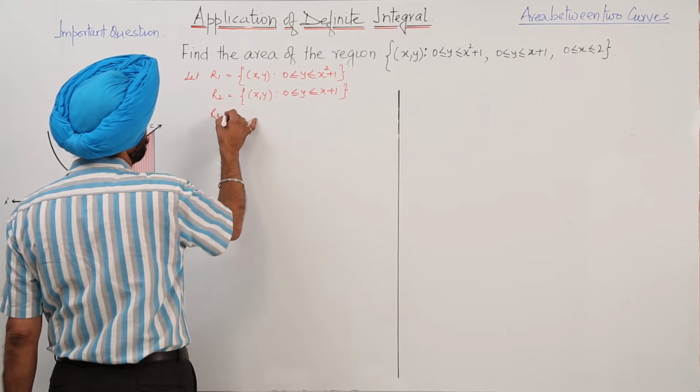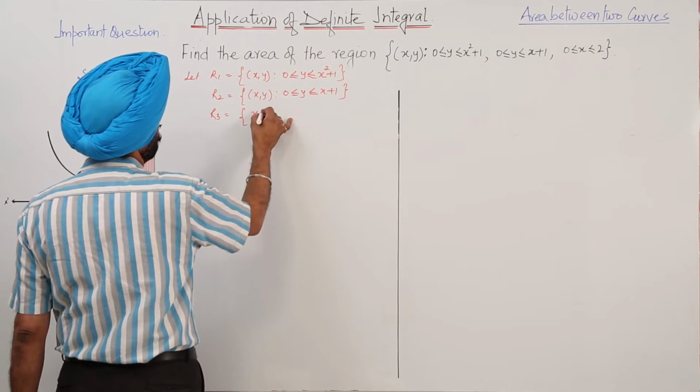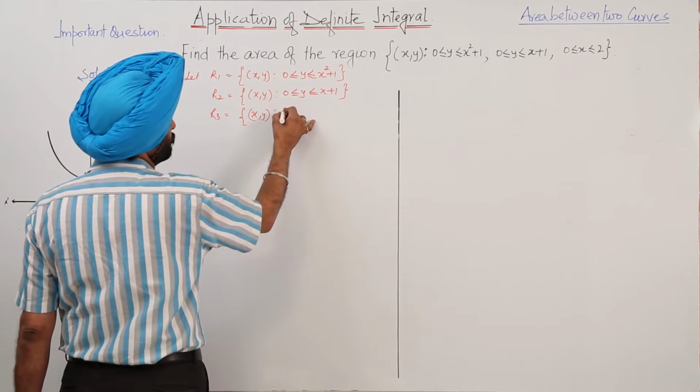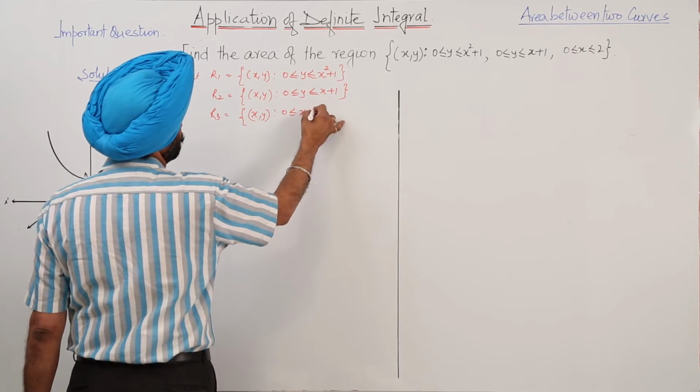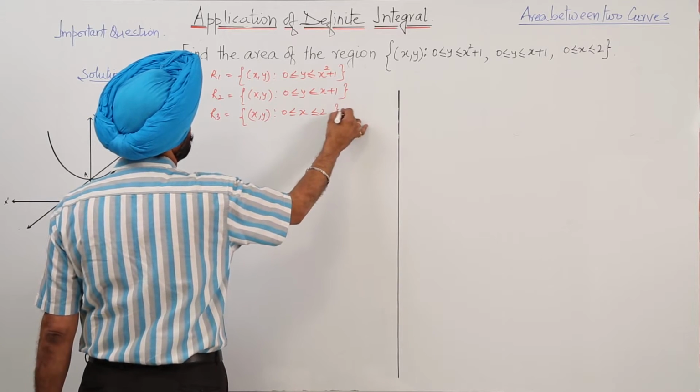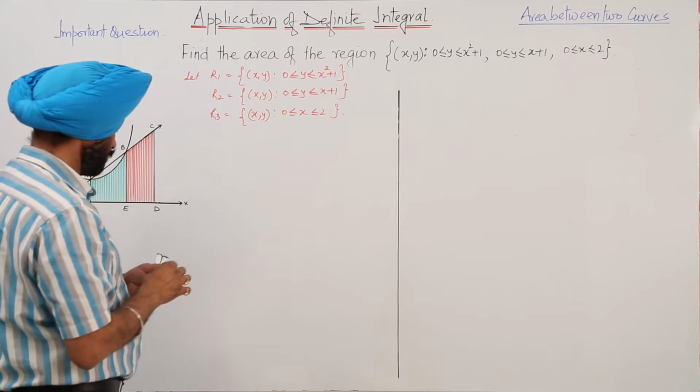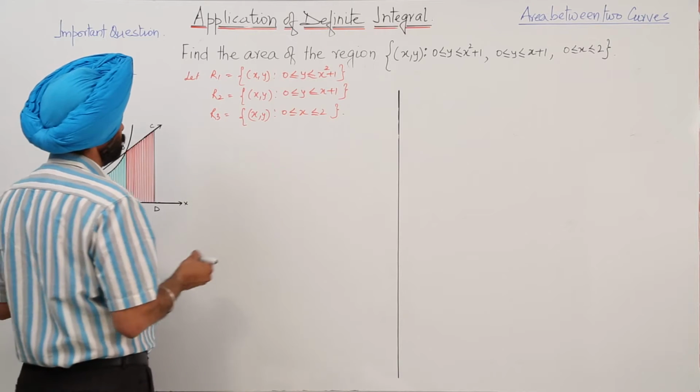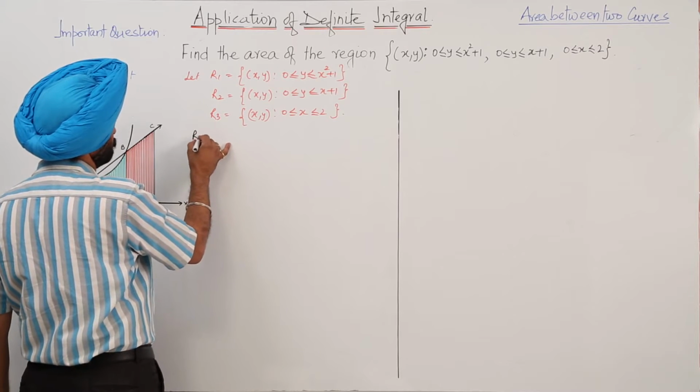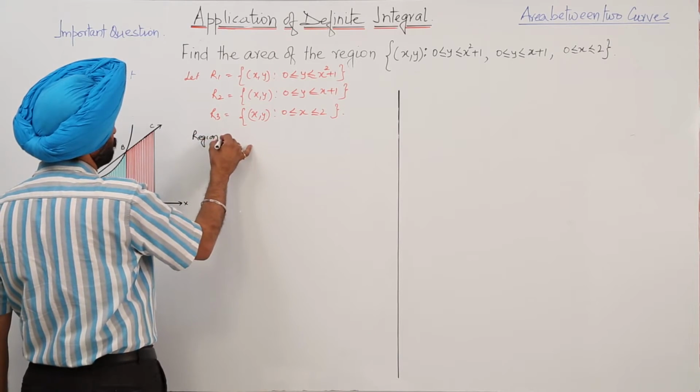R3 is (x, y) such that 0 ≤ x ≤ 2. One thing. Now, region R1.